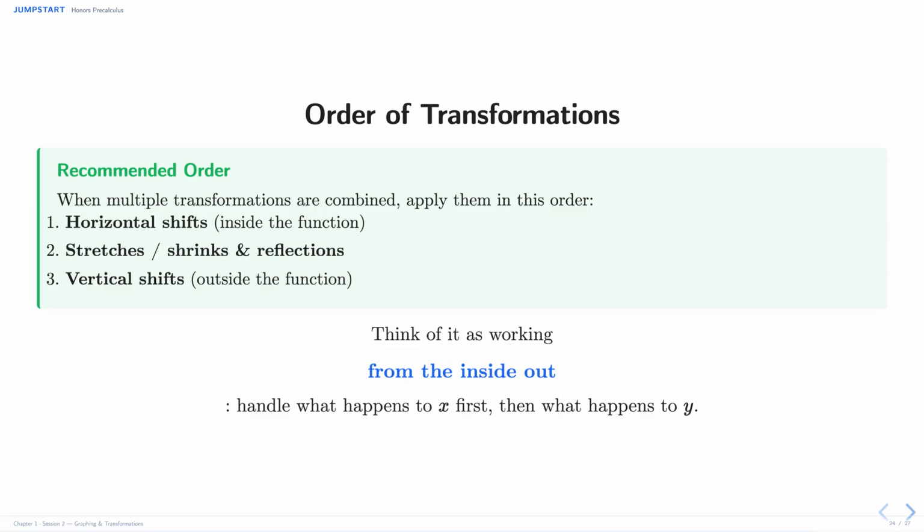Now, let's discuss the order of transformations. When multiple transformations are combined, it's important to apply them in the following order. Horizontal shifts first, then stretches and shrinks along with reflections, and finally, vertical shifts. Think of it as working from the inside out, handling what happens to x first and then what happens to y. This consistent ordering helps prevent errors.